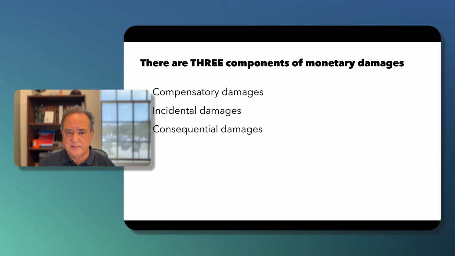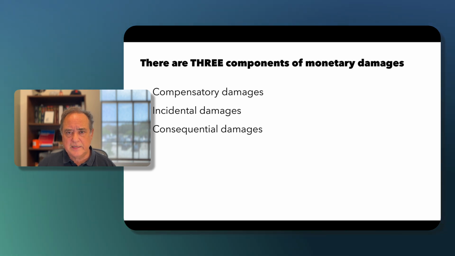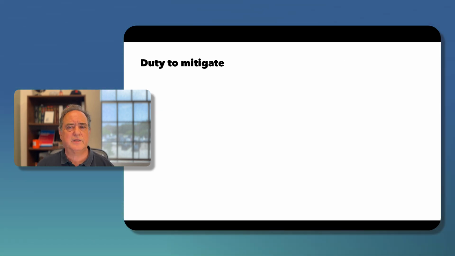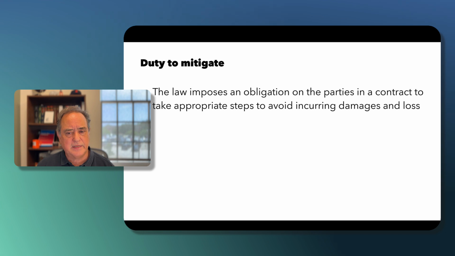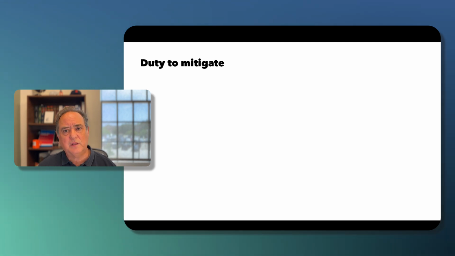Now, before we explore what each of those mean, we need to talk about one other concept first, and that's called the duty to mitigate, because this duty will affect the damages award.